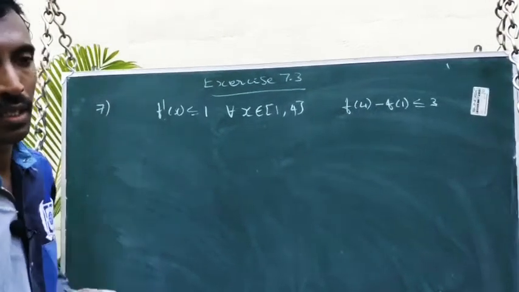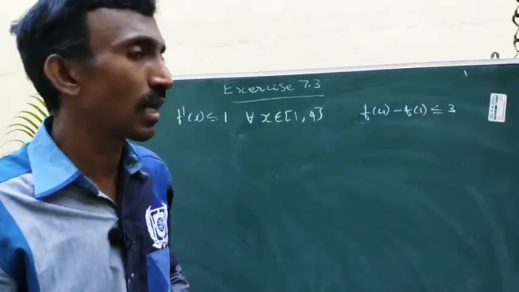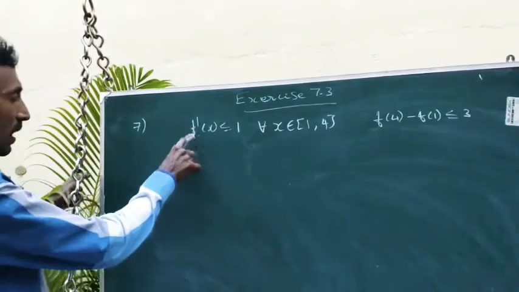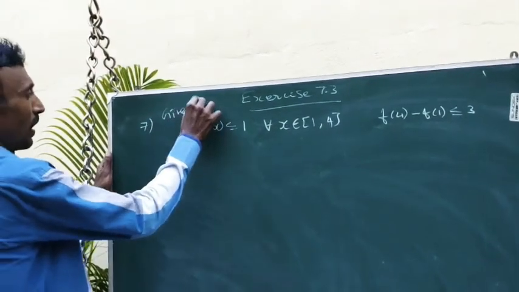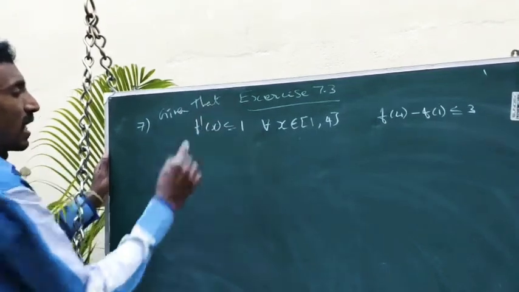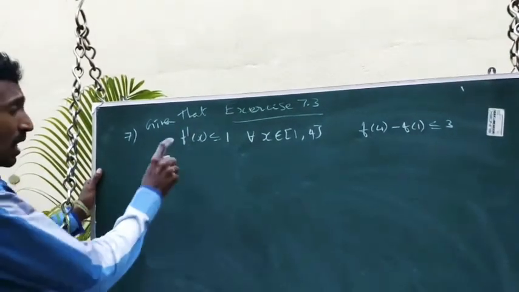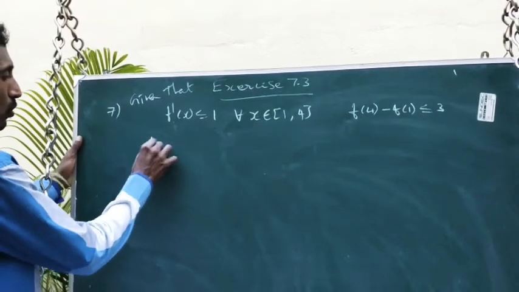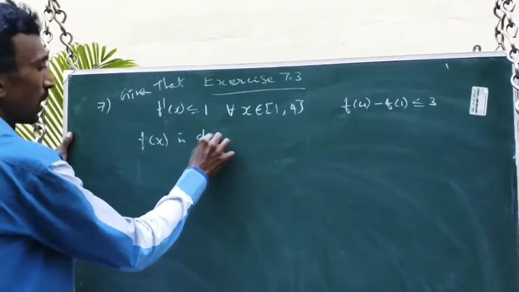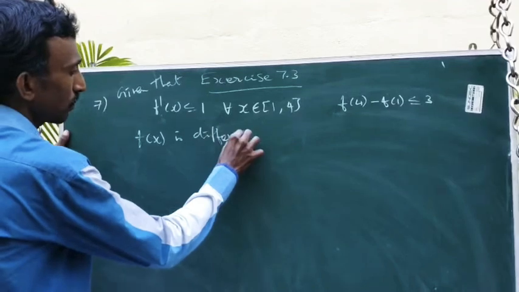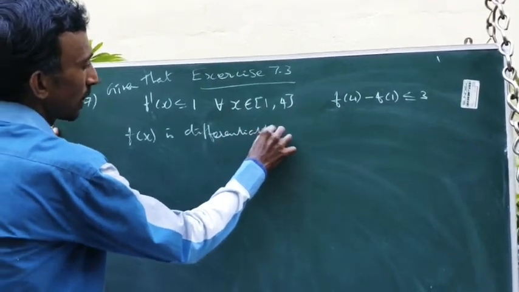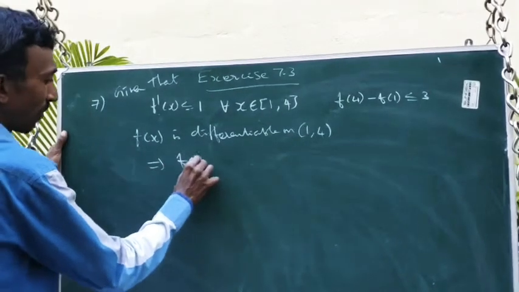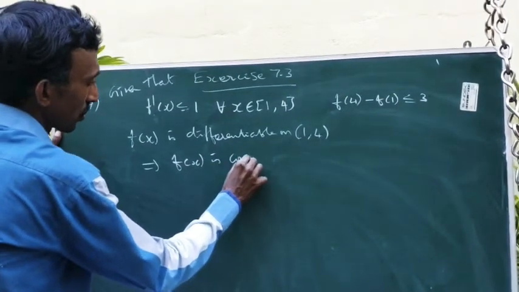Listen my dear student, already I gave the result. All the differentiable functions are continuous. Here given that f dash of x less than or equal to 1, that means the f of x is differentiable. So f of x is differentiable on open 1 comma 4, which implies f of x is continuous.